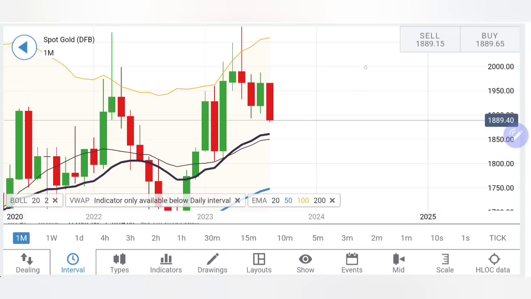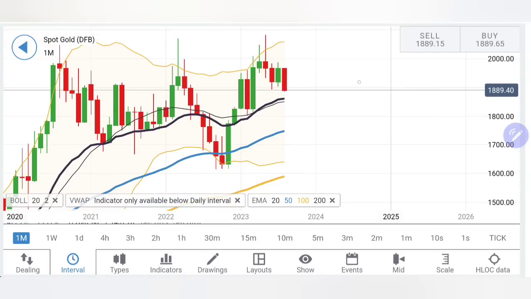So I will definitely observe first at 1870 if it continues the drop, second at 1850, 1860 levels, and then 1836, below that 1820. So these are the support levels which we have got so far.